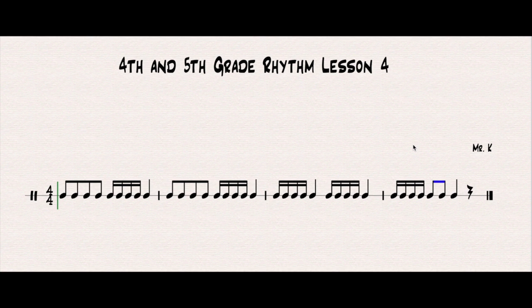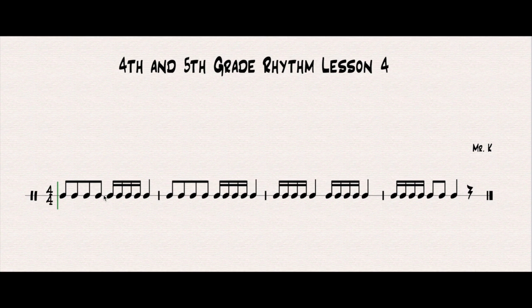Notice any familiar measures? That measure should look pretty familiar because that one appeared quite a bit in our last couple of rhythm songs. But everything else should be new.